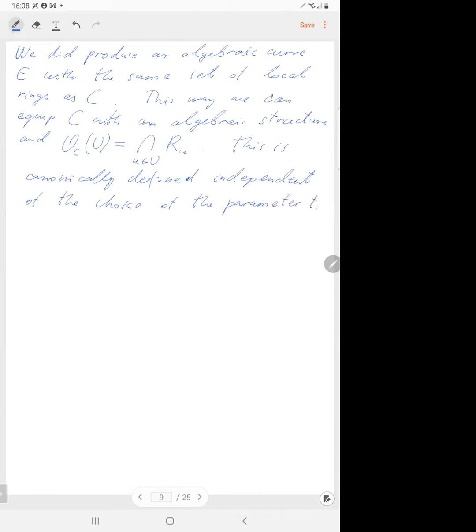Okay, so once again we did make such a choice. We produced an algebraic curve E, and then we proved that this curve E is bijective to the set of points of the curve C, and then we used the algebraic structure on E to transfer it to the curve C. But then the description of the resulting algebraic variety is independent of our choice of T. So it's kind of a canonical construction.